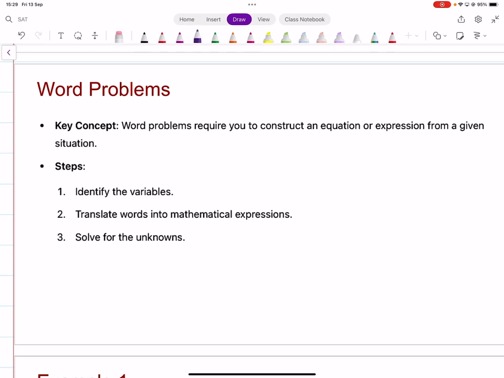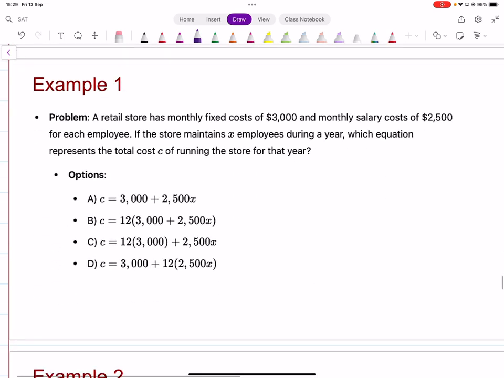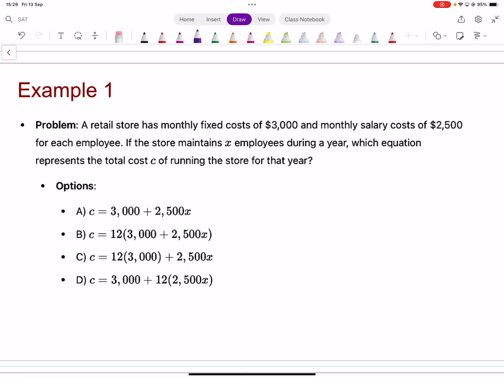So we are just going to look at some examples now and understand how to approach word problems, how to identify the variables, how to convert that statement in a mathematical form, and how to solve for the unknowns. Let's do some examples to try to understand this better. Okay, so let's start with this one, a relatively simple example.